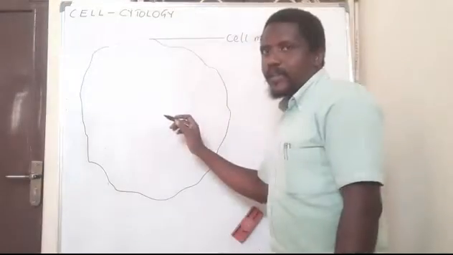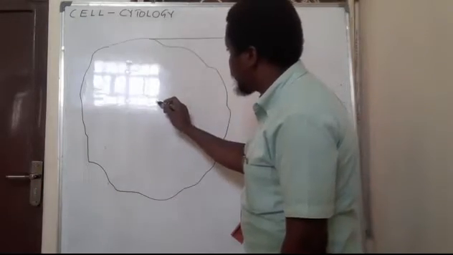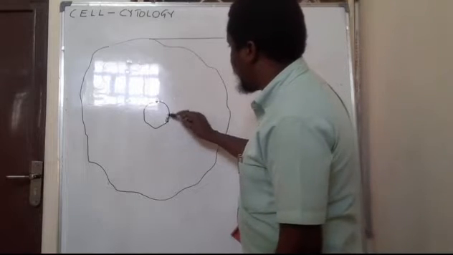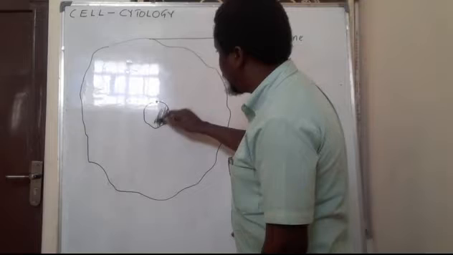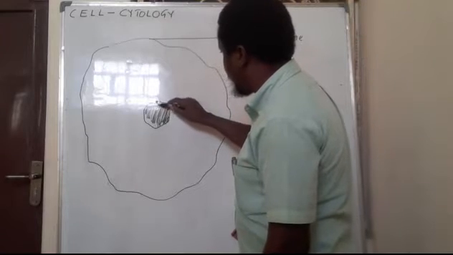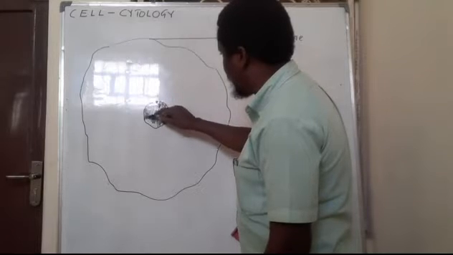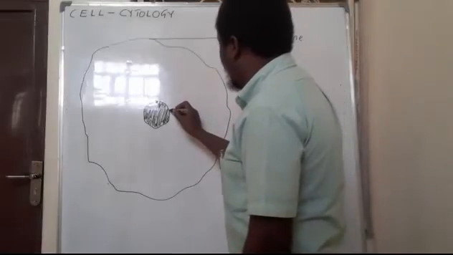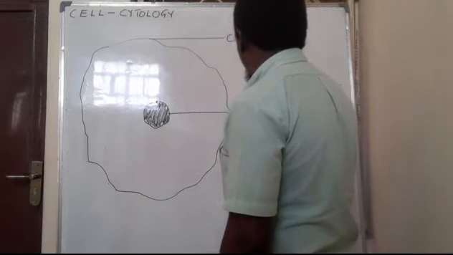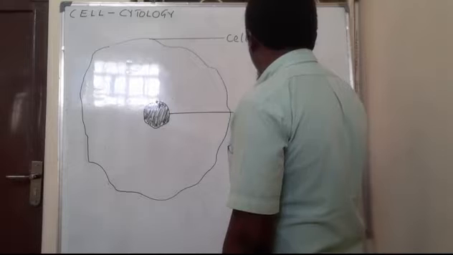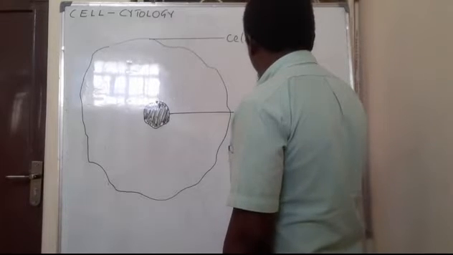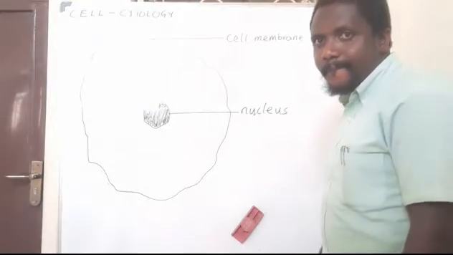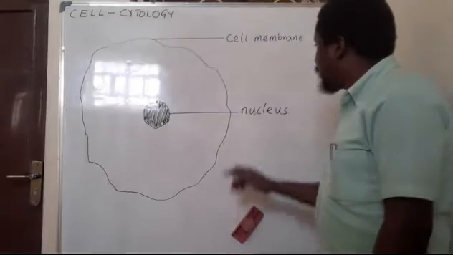Usually at the center of the cell there is a dark staining area, like this. And we call it the nucleus of the cell.